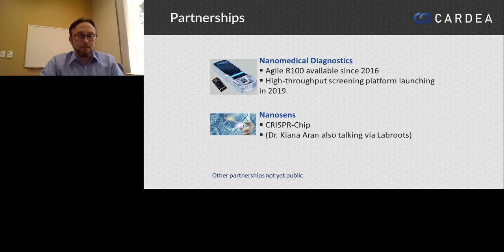NanoSense is our other big partnership. They've developed the CRISPR chip, and this is revolutionizing the way that people think about detecting DNA, and particularly detecting DNA using CRISPR. Dr. Iran, who has led the effort there, is actually going to be talking on LabRoots, so go look for her talk after you finish this one. We have a lot of other partnerships in the pipeline, but we're not able to talk about them right now.